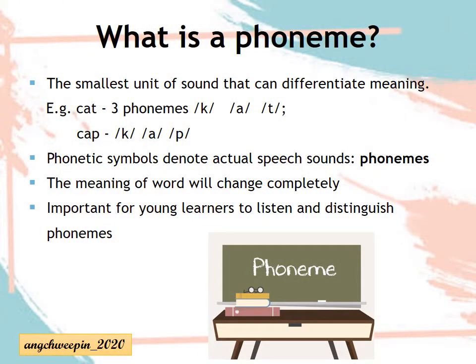What is a phoneme? Phoneme is the smallest unit of sound that can differentiate meaning. For example, in the word cat, we can hear three distinct phonemes k, e, t. If we change k, e, t to k, e, p, the meaning of the word will change completely. Therefore, it is very crucial for children to be able to clearly hear and distinguish phonemes.